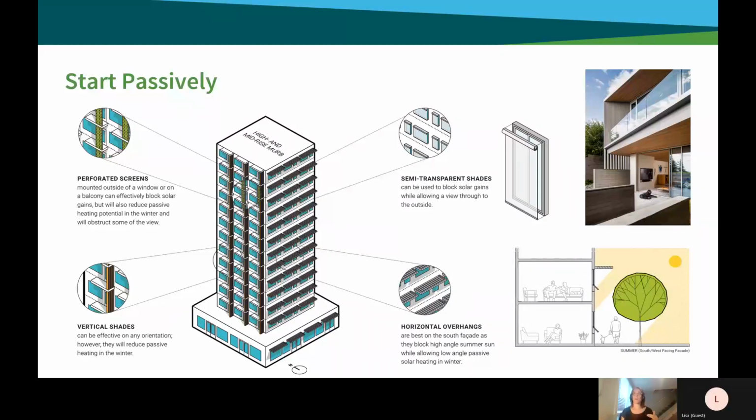Horizontal overhangs often work best on a southern facade since they block that high southern sun in the summertime. Balconies are also a good strategy here. And vertical shades can pretty much work on any facade, but they also may reduce passive heating in the winter. So again, careful placement and a careful study is required for each individual project.